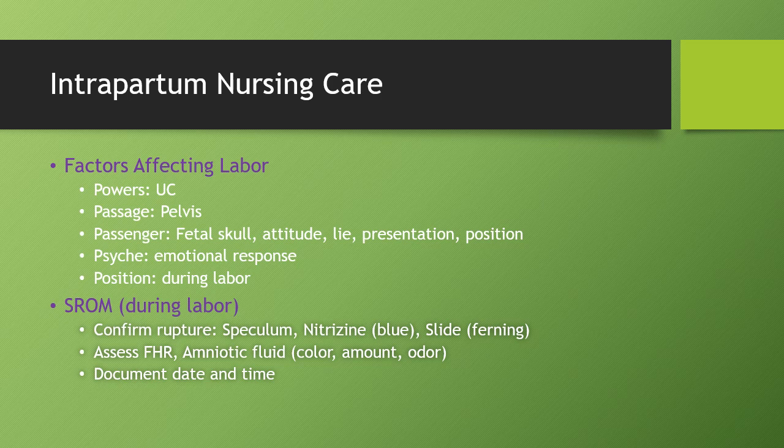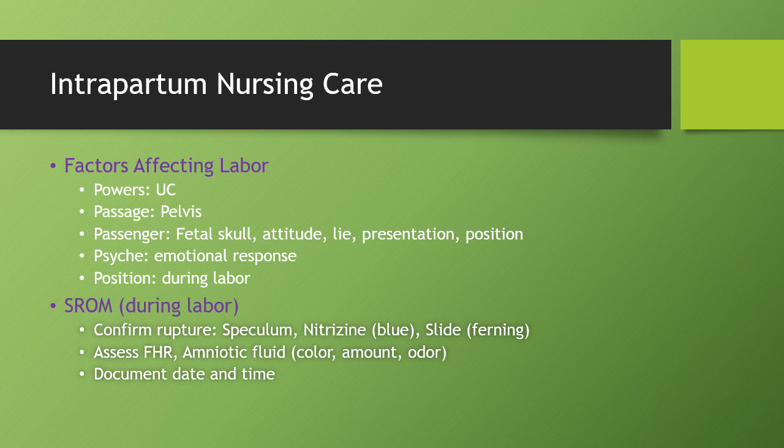The passage refers to the pelvis, the cervix, the pelvic floor, the vagina, and the introitus. So the passage that the fetus actually has to pass through in order to be expelled from the body. The shape of the pelvis is important to make sure that the passenger can actually fit through there. So the most common shape is called gynecoid, and usually on ultrasound they just check to make sure that things look normal, but we don't routinely screen for abnormal shaped pelvises anymore.